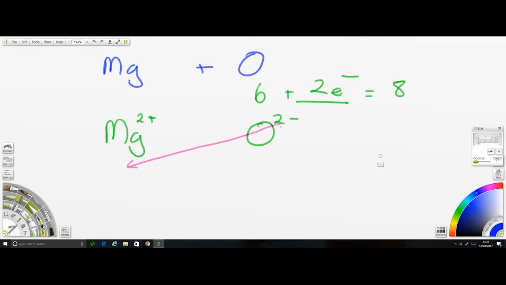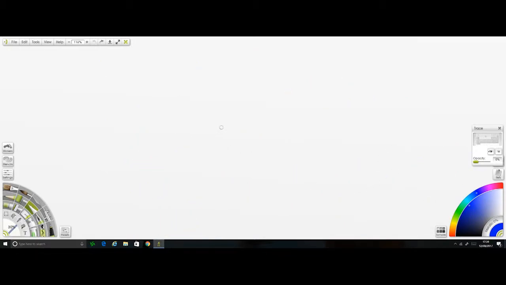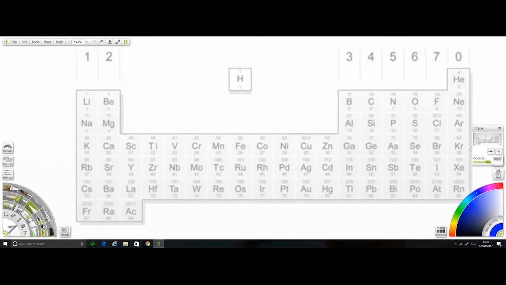So now the next task, once again guys, is make a cross and dot diagram for magnesium and oxygen. Now I'm going to give you the hint again that magnesium is in group 2. What periods are in? 1, 2, 3. So magnesium is group 2, period 3. And oxygen is in group 6. So oxygen is group 6, period 2. So have a go at that, guys.